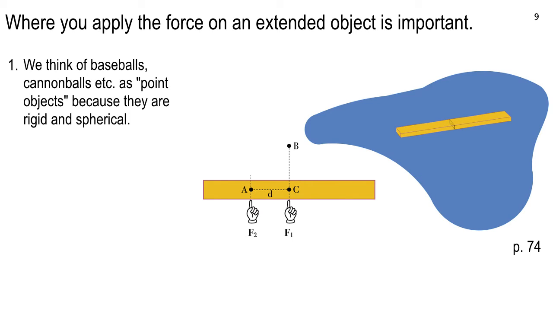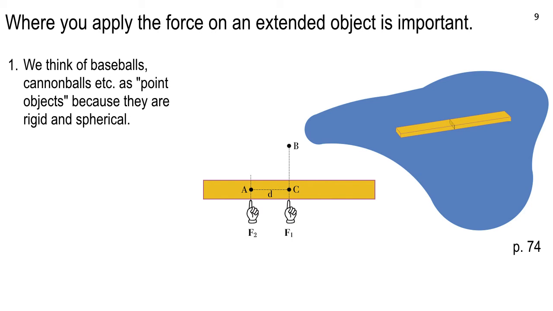One of the things that we've made an assumption about is that everything moves as if it's a point object. So, for instance, baseballs and cannonballs and stuff. That's just because they're rigid and they're spherical. So when you apply any kind of a force to a baseball or a billiard ball or something like that, you're really applying a force like F1 through the center of mass of the billiard ball.